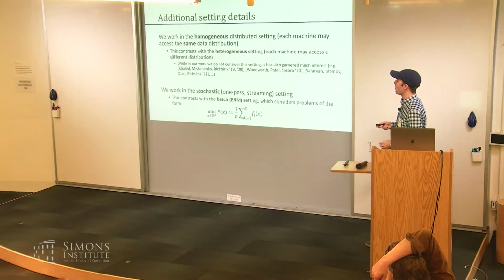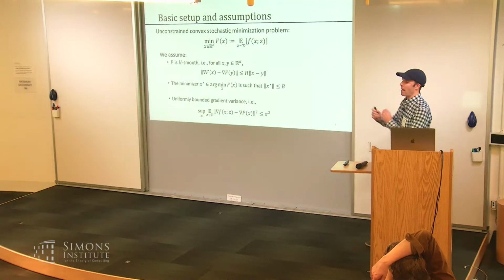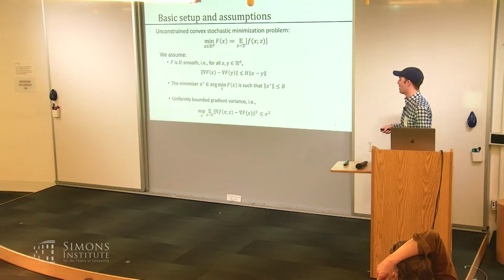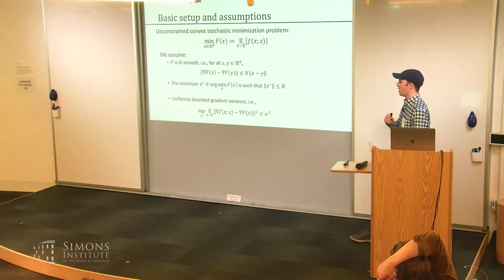And then the final parameters are from our basic assumption. So H is our smoothness, B is the bound on the minimizer, and again, we have our sigma as the variance bound for the gradients. I think that covered all of them.